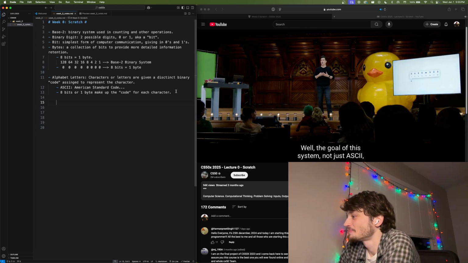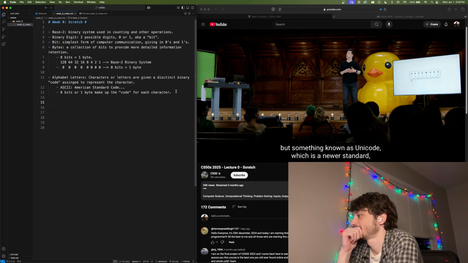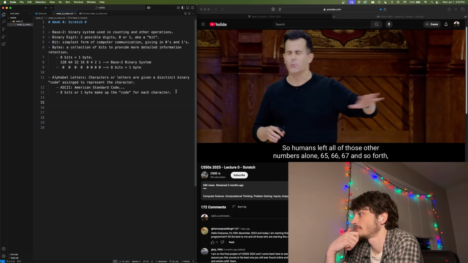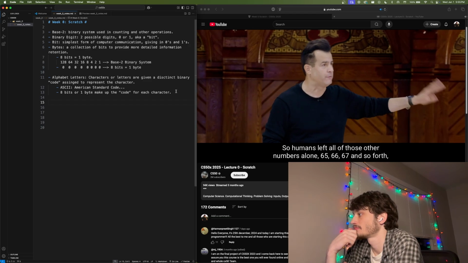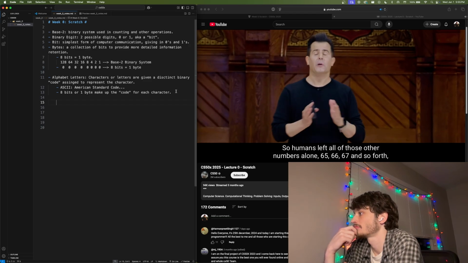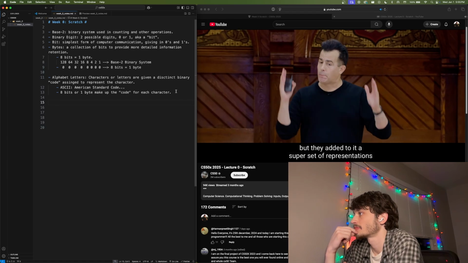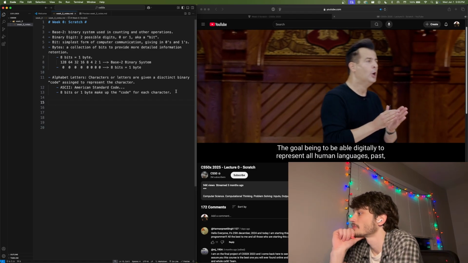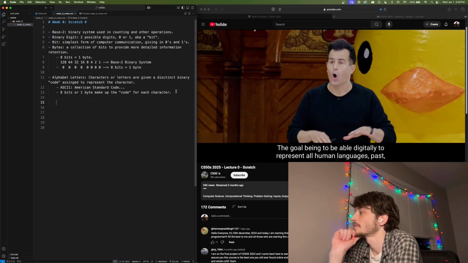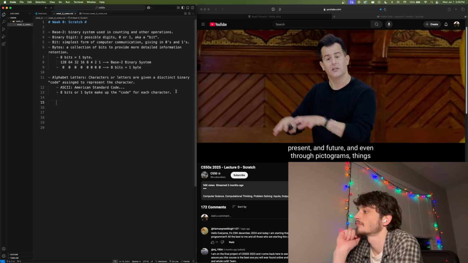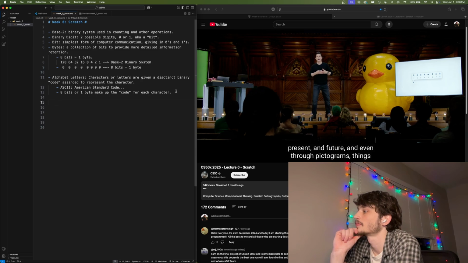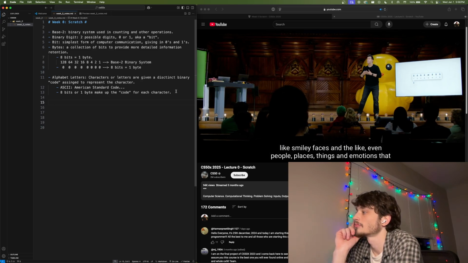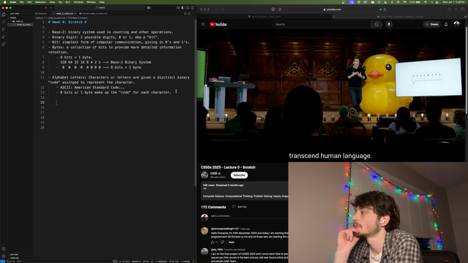Well, the goal of this system, not just ASCII, but something known as Unicode, which is a newer standard, is to be backwards compatible with ASCII. So humans left all of those other numbers alone, 65, 66, 67, and so forth. But they added to it a superset of representations that maybe are 16, 24, or 32 bits. The goal being to be able digitally to represent all human languages, past, present, and future, and even through pictograms, things like smiley faces and the like, even people, places, things, and emotions that transcend human language.